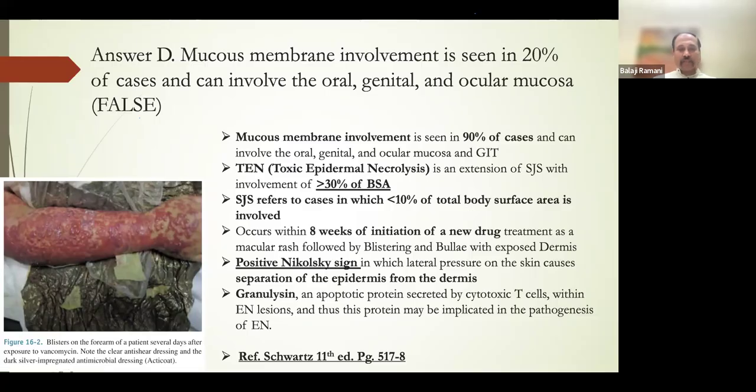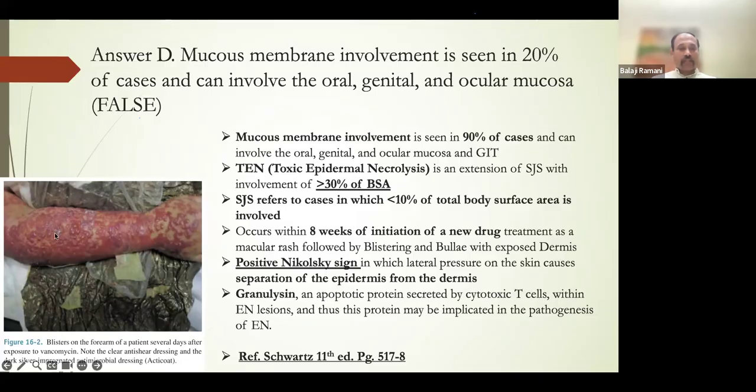This is the definition which is given in Schwartz. Between 10 and 30, there is no clarity. So it is basically less extensive with Stevens-Johnson, and more extensive is going to be TEN. Mucous membrane involvement is seen in almost all the patients. The Nikolsky sign is when you exert lateral pressure. You have a lesion here and you press laterally from side to side. Then the epidermis will tend to get separated from the dermal region in patients who have toxic epidermal necrolysis.